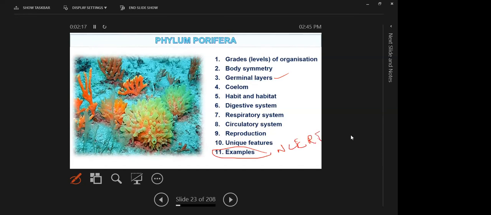Whatever examples are given in NCERT only will be asked in the NEET exam, whichever competitive exam. Are you getting my point? No need of remembering too much which you come across on the internet somewhere, not required. But you need to know all the NCERT examples. If NCERT has given the scientific names, it's very important for you to note down the same. This is how we are going to learn each one of them, a systematic way of studying.